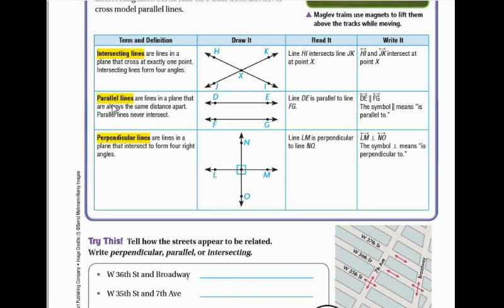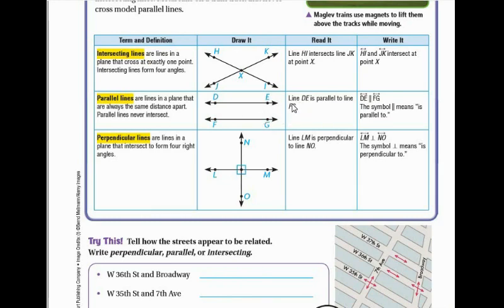Then parallel lines. This is how to draw it. We have line DE and line FG, and as you see, the distance between them is constant, the same, doesn't it change? So they are called parallel lines. They are never intersecting.